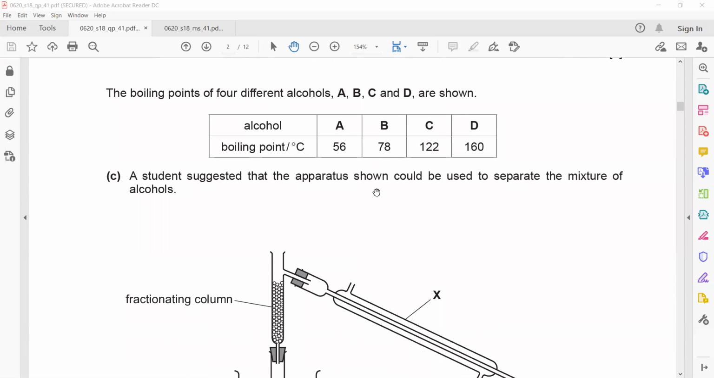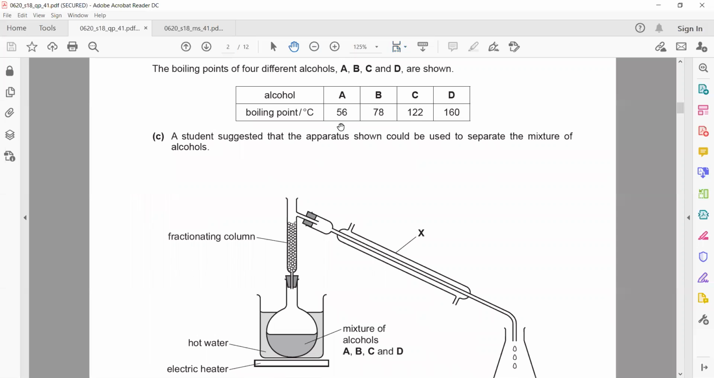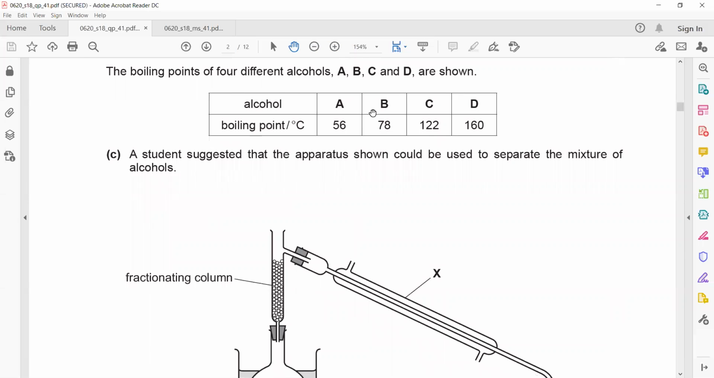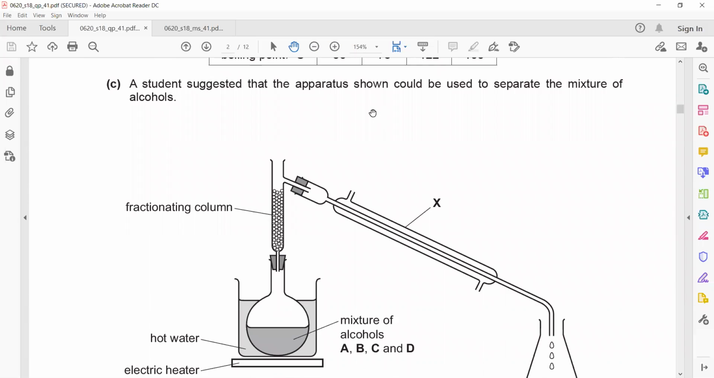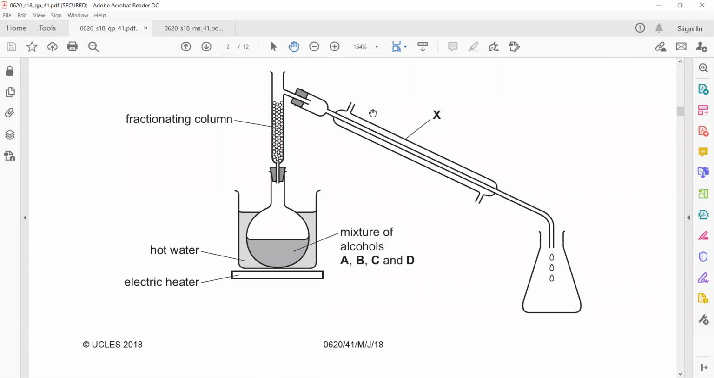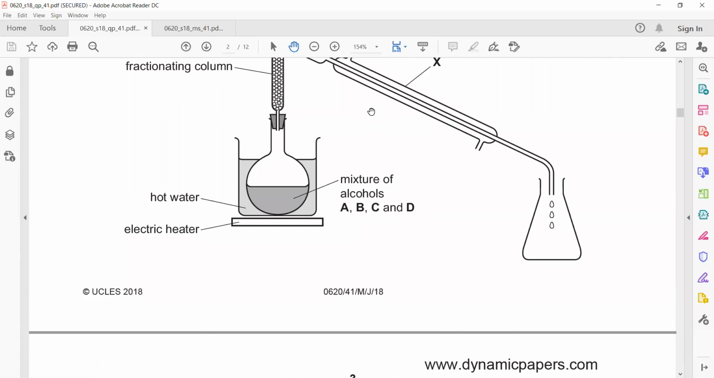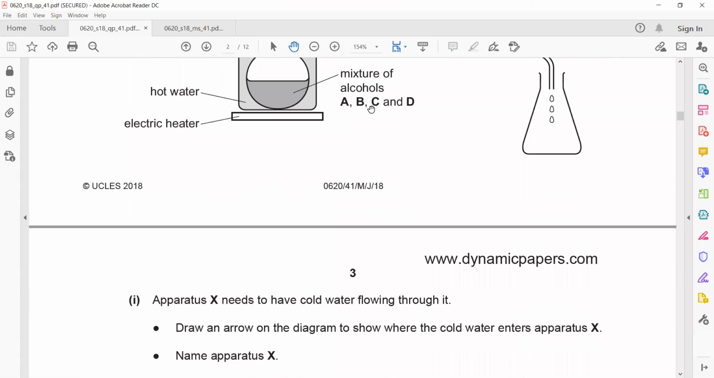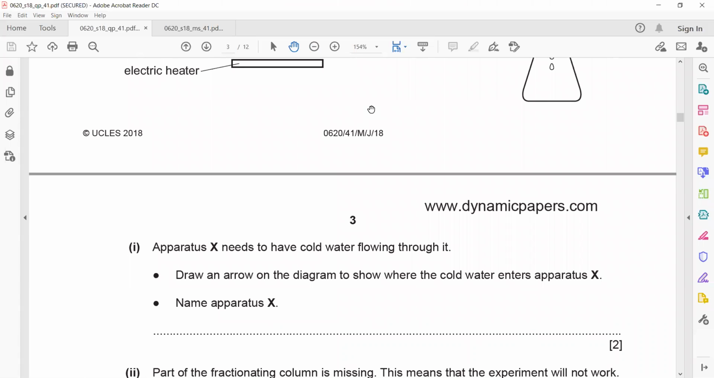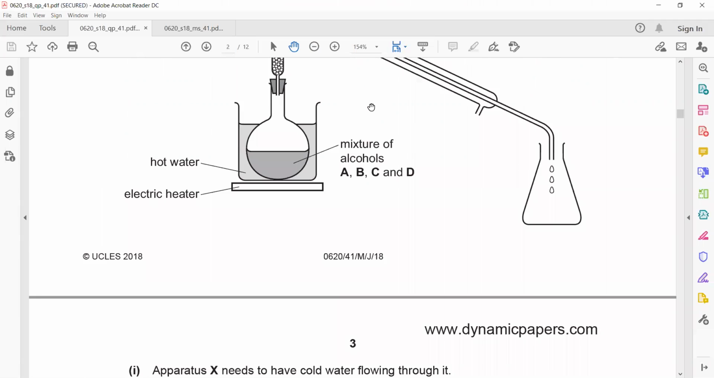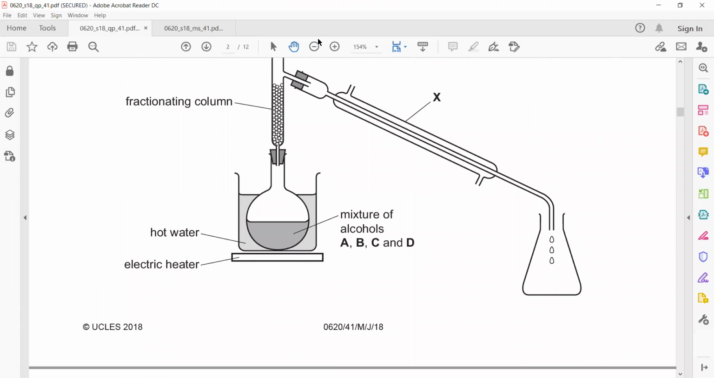The boiling points of four different alcohols A, B, C, and D are given. The student suggested that the apparatus shown could be used to separate the mixture of alcohols. A hot water electrical heater and a fractionating column are used. Apparatus X needs to have cold water flow through it. Draw an arrow to show where the cold water enters apparatus X.